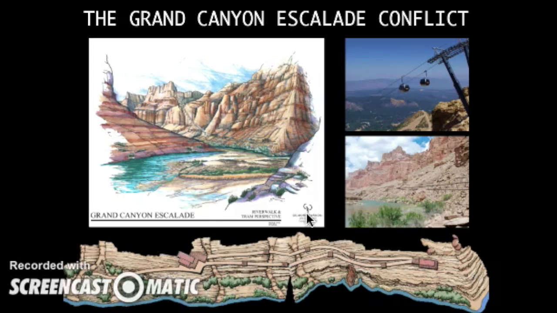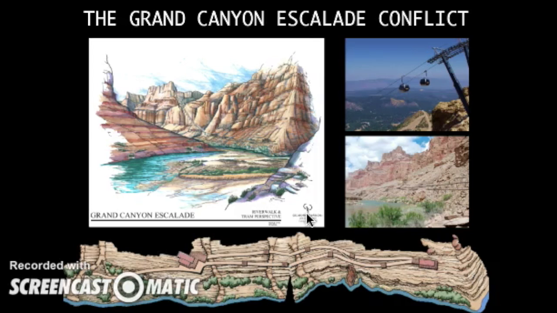There has been a battle between preservation and accessibility, and it has been especially heated since February 2012, when the Navajo Nation's president, Ben Shelley, who is no longer president, signed a non-binding agreement with Phoenix development firm Confluence Partners to look into building the Grand Canyon Escalade.